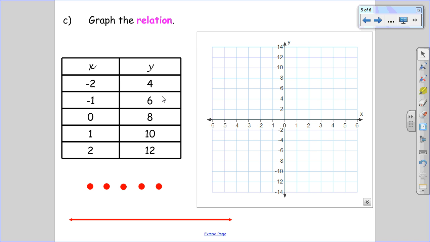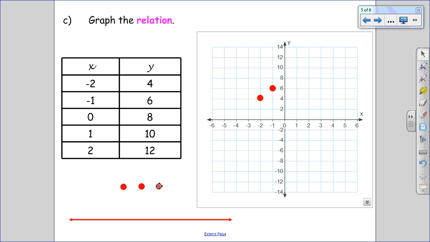Another way I can look at this is by graphing it. I've got the point (-2, 4), so I'm going to start at the origin. I go left 2 and up 4 and plot my point. My next point is (-1, 6), so again, I start at the origin. -1 tells me go left 1 and up 6.